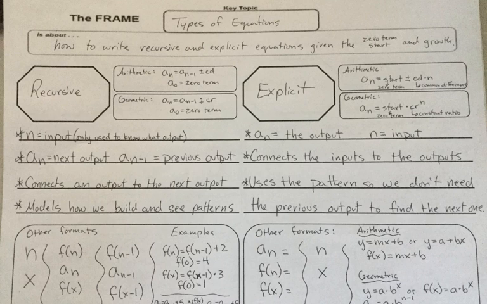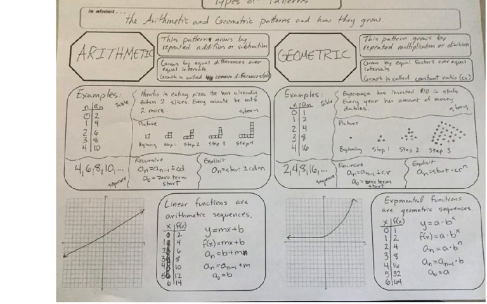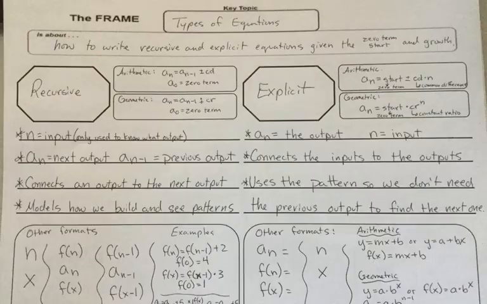Okay, looking at the frame on the other side. Now let's talk about the type of equations. So this is about writing recursive and explicit equations, where we're focusing on knowing the zero term, or the starting number, and how it grows, which we already talked over here, right? Oops, made that way too small now. Okay, we talked about that information.